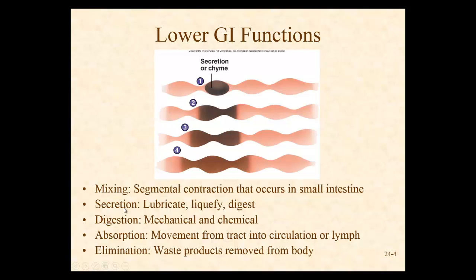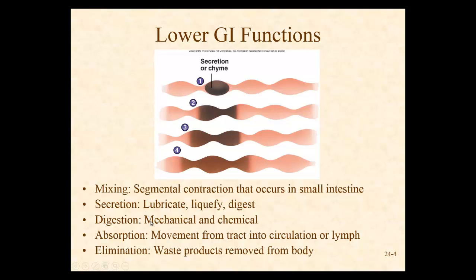Secretion is when we have substances leaving the wall of the digestive tract and entering the lumen to help lubricate the food. In the case of mucus, it is a good lubricant. Liquefying and digesting the food occurs through the help of hydrochloric acid and different digestive enzymes that are secreted along the way. And this digestion, where we're breaking substances down into smaller and smaller molecules, can be mechanical or chemical.